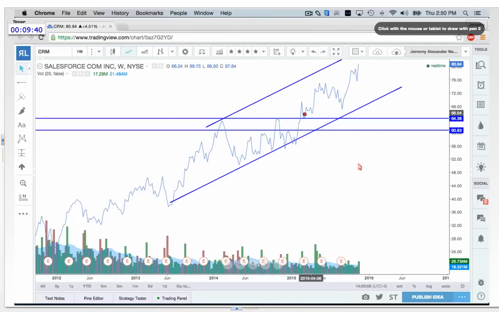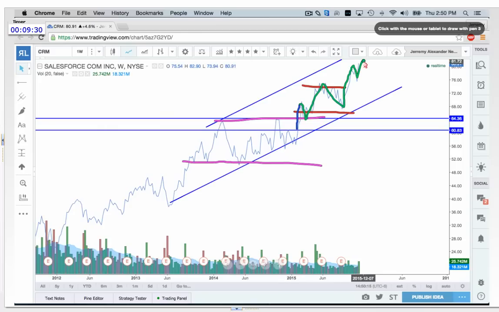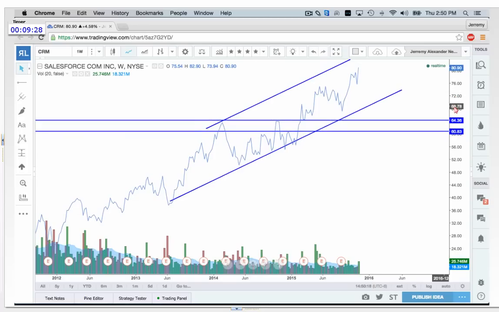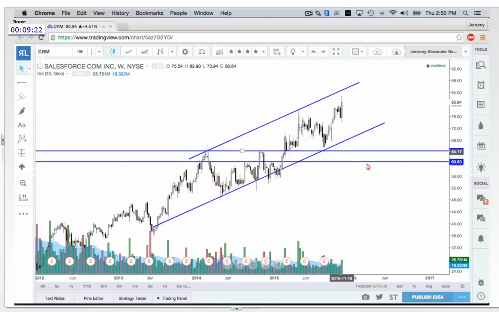I'll do a line chart. And notice we had a little bit of a shorter term distribution phase right there. Also had a distribution phase right there. Broke out the distribution phase, retested, bounced, retested, bounced. I'm looking for a little bit of a pullback, a little bit of a bounce again on Salesforce. I'm bullish on Salesforce into about $86, $88 or so.